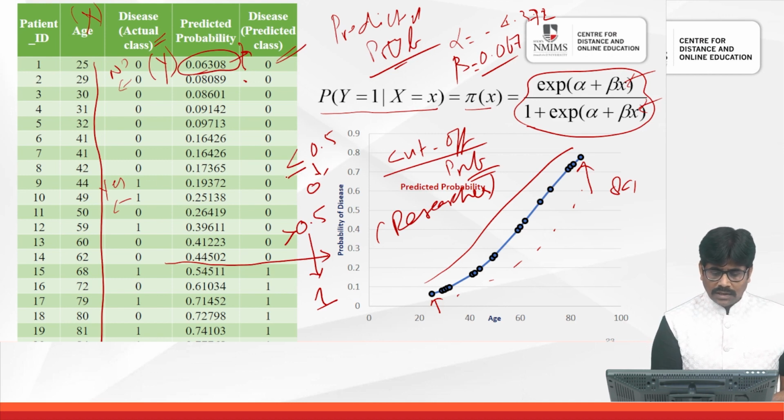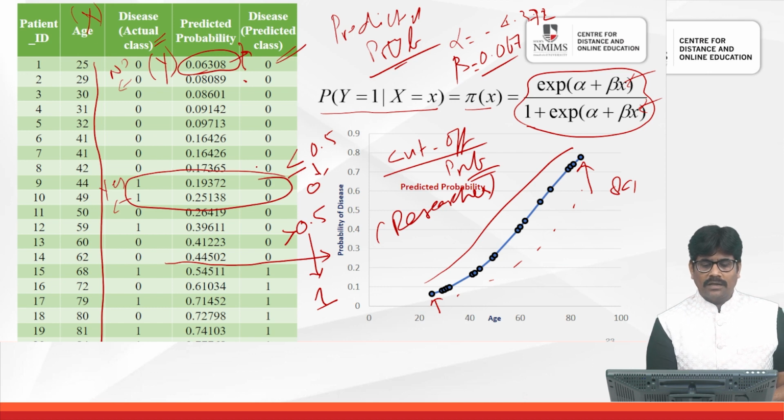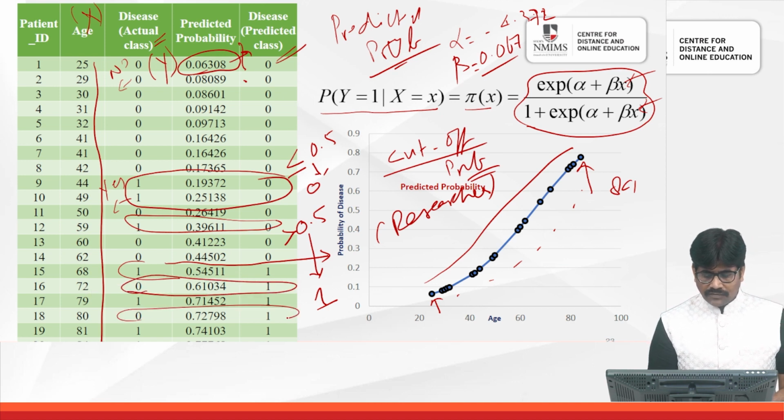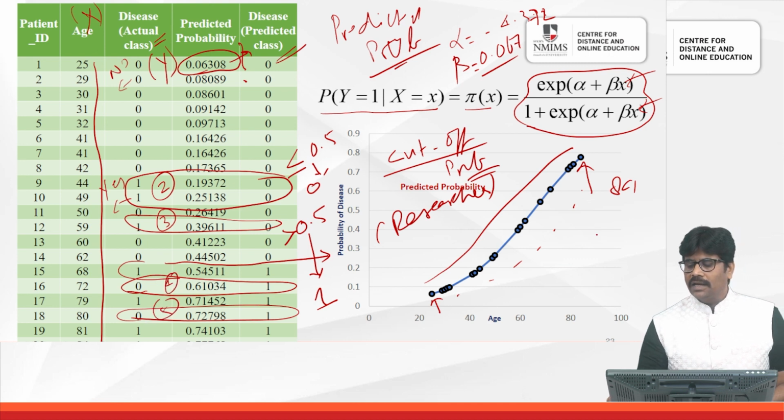So if you look at it, these two are misclassified, right? So the actual class is 1, whereas predicted probability is 0.19, and hence it is classified as 0. Now if you look at this, this is 1 and this is classified as 0, and this is 1, likewise this 0 is classified as 1 here, then 0 is classified as 1. So that means here 2, this is 3, this is 4, this is 5. So out of 20, 5 are misclassified.